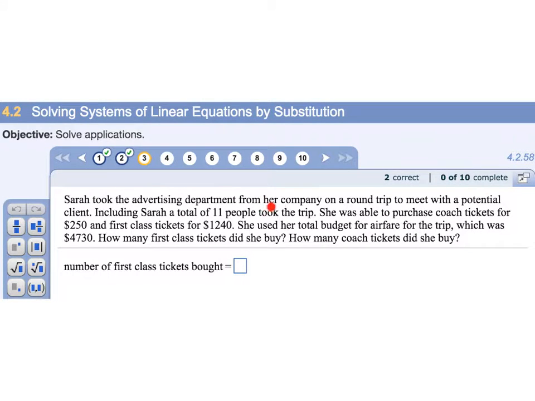So Sarah took the advertising department from her company on a round trip to meet with a potential client. Including Sarah, a total of 11 people took the trip. So that's going to be a key piece of information right there. And she was able to purchase coach tickets for $250. So the cheapo tickets cost $250. And first class tickets cost $1,240. And she used her total budget of $4,730. How many first class tickets did she buy? And how many cheapo tickets did she buy?